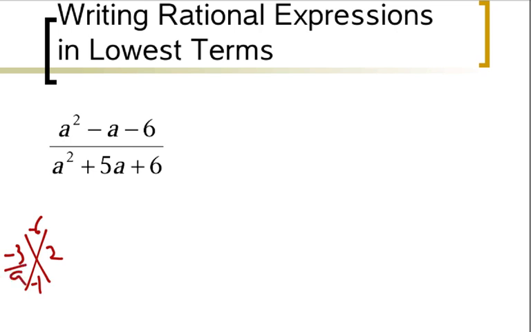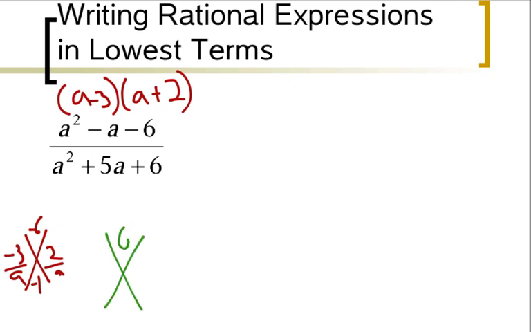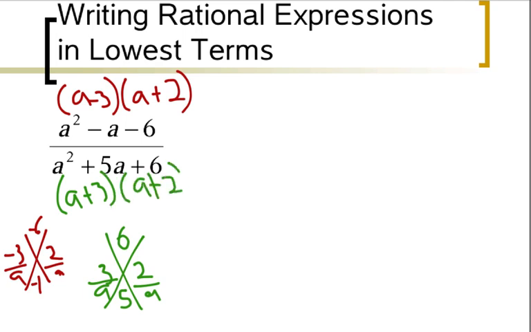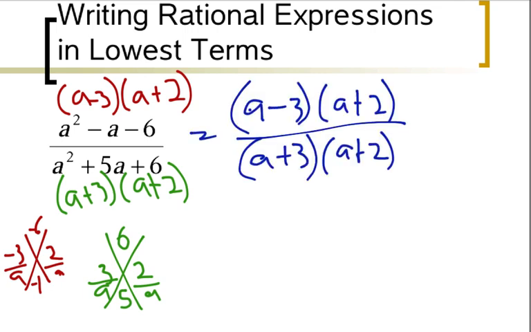And if I divide both by a, the top's going to give me a minus 3 times a plus 2. And then I do the same thing on the bottom. Do the magic x, 6 on top, 5 on the bottom. This is going to be positive 3, positive 2. Divide both of those by a, and that gives me a plus 3 and a plus 2. Okay, so that's what they both turn into, so I could rewrite it.